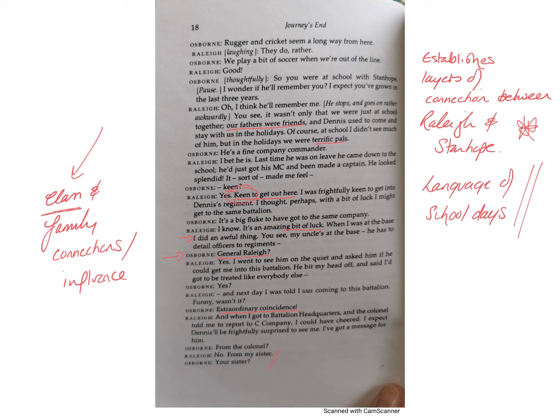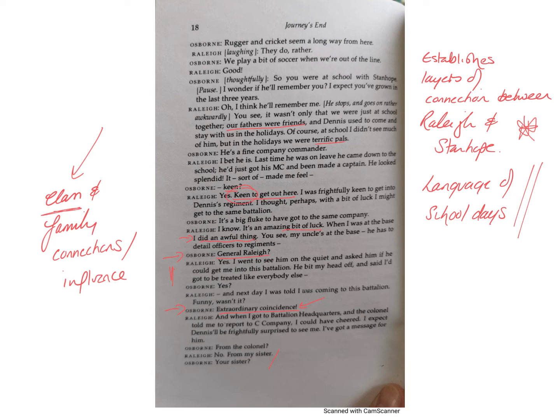Okay, so hang on, this is your connection. Wow. And Raleigh shows that he's had a quiet word, and then they both play this idea of extraordinary coincidence. You know, Raleigh has asked his uncle, can I be put with Stanhope? And all of a sudden he is. Raleigh knows what he's done because he says, "I did an awful thing. I asked the question that I shouldn't have done." And Osborne knows and plays along with the idea, extraordinary coincidence. They both know that General Raleigh has sorted it out for his nephew.